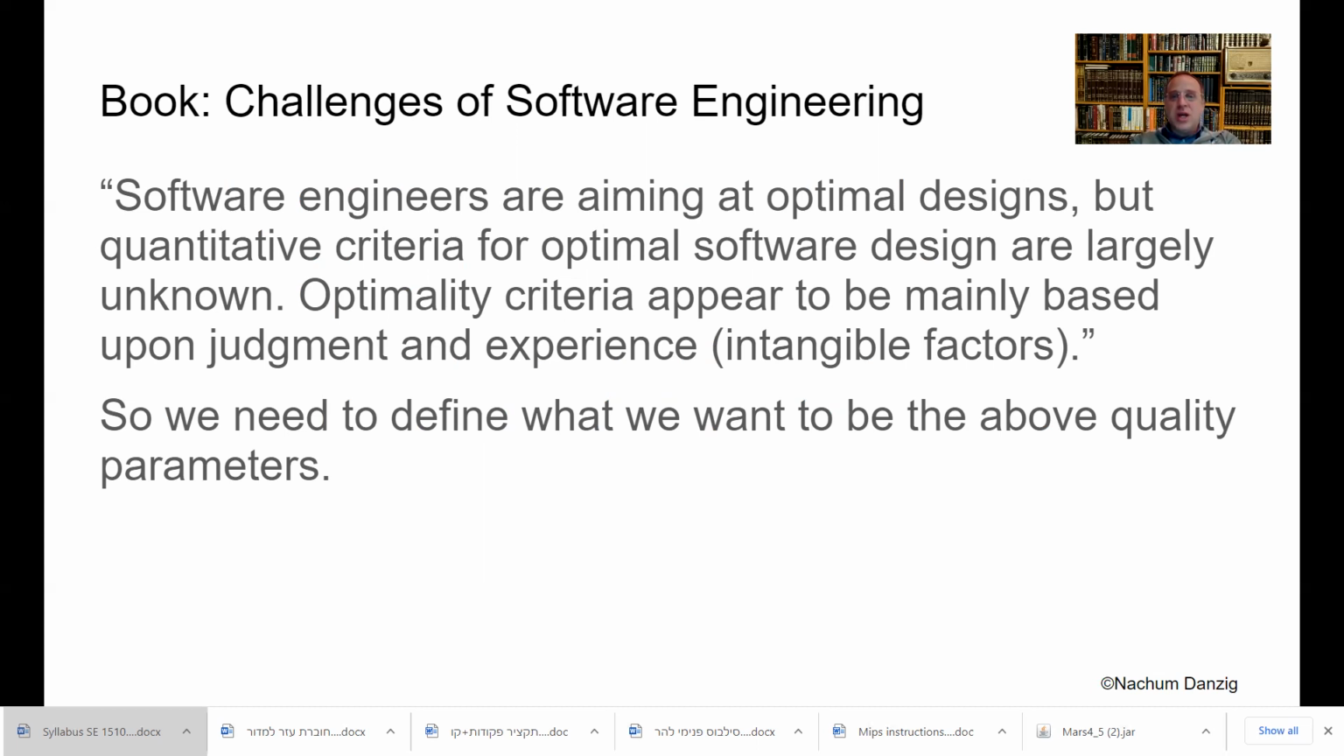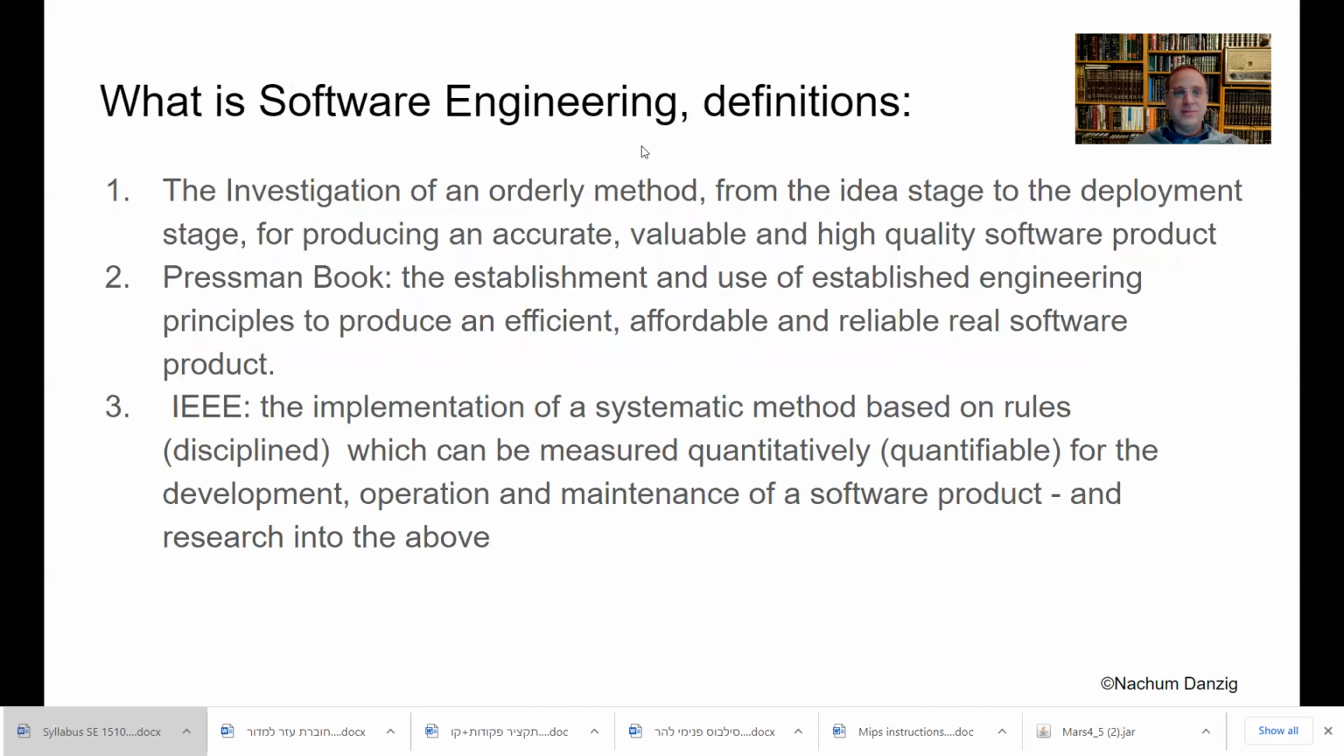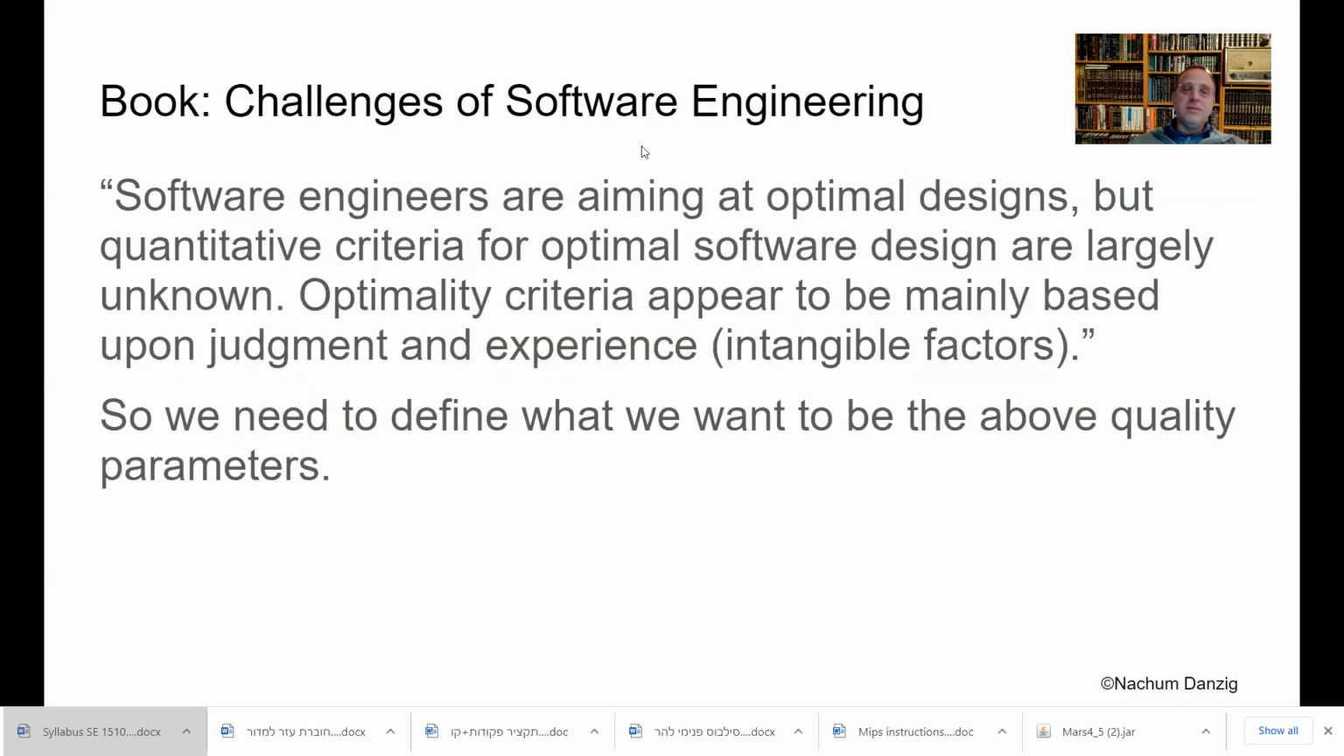We want some objective criteria. So we need to define what we want to be the above quality parameters. In other words, really, we have to have some kind of quantitative criteria. But, I don't want to disappoint you, that's like a theoretical goal. I don't think we'll get there. I don't have a plan to get there.